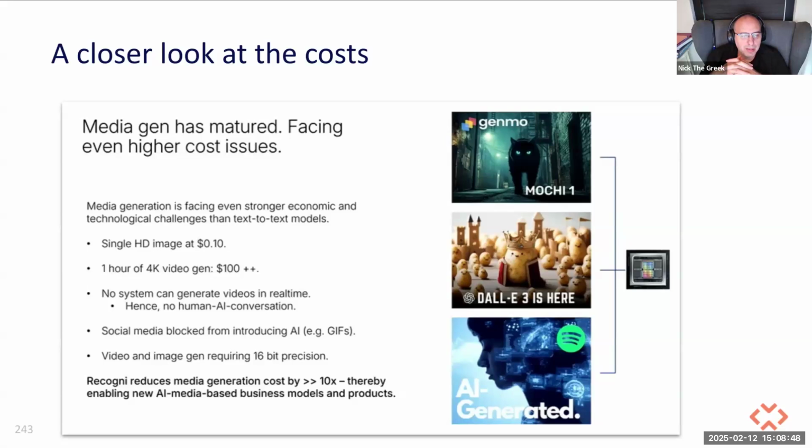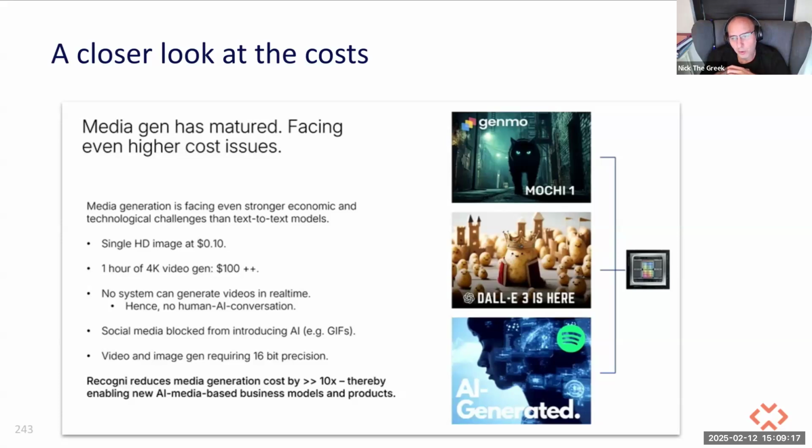And there's no system that can generate videos in real time. Hence, you cannot have a human-AI conversation with visuals. So social media is starving. It's very hungry for Gen AI, for images, but they basically cannot use it. But I'm sure they want that. And video and image generation requires 16 bits of precision.